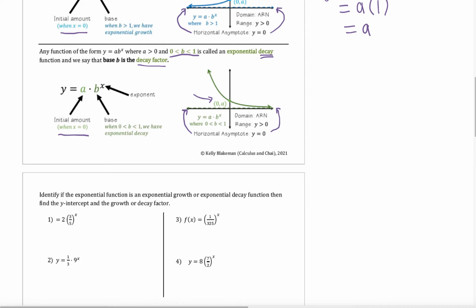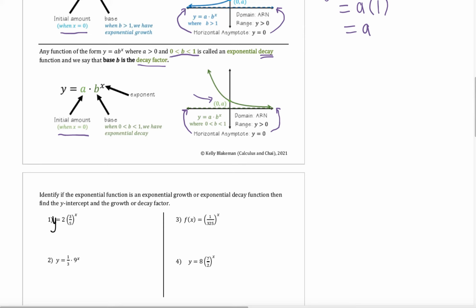So let's look at our first example here. In example 1, it says it's missing the y. It should say y equals, there we go, we'll add it in there. It says y equals 2 times 3/5 all to the x power. Here my a value is 2, and my b value, which is the base of the exponent, is 3/5. What do you guys think? Is this a growth or an exponential decay?